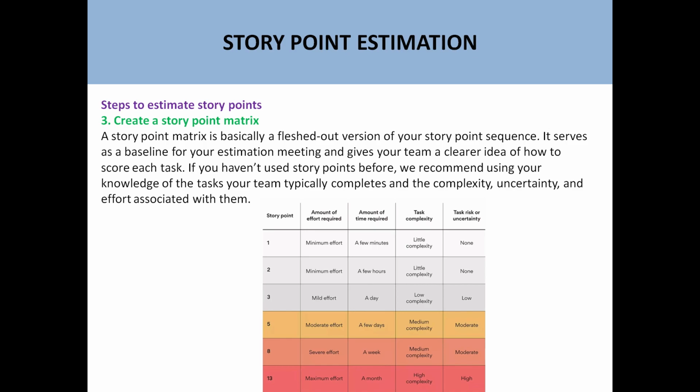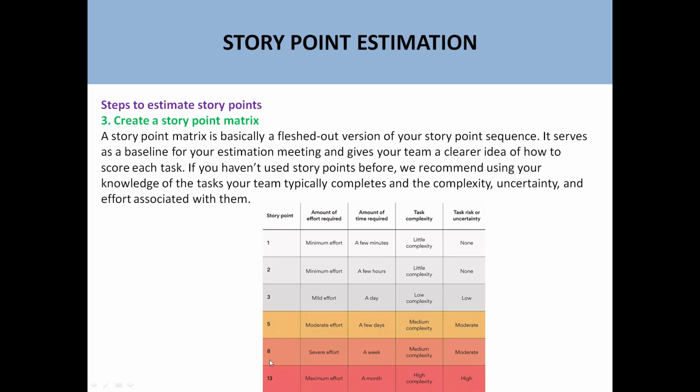Story points matrix is basically, you can say, a fleshed out version of your story point sequence. It serves as a baseline for your estimation meeting and gives your team a clear idea of how to score each task. For example, story point 1 means that the amount of effort required is minimum, amount of time required is a few minutes, task complexity is little, and task risk is none.